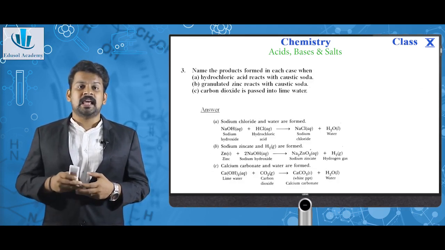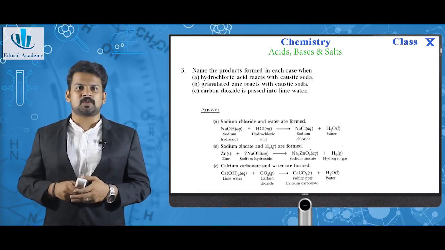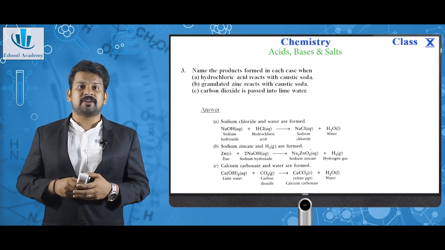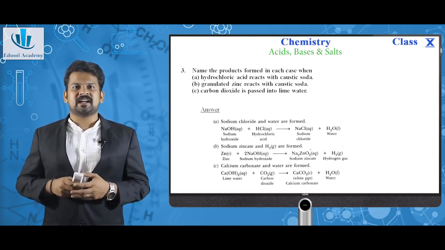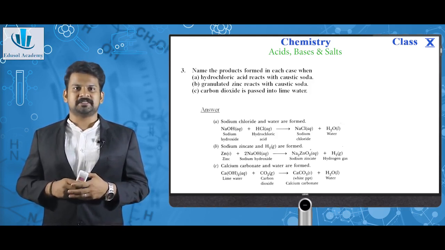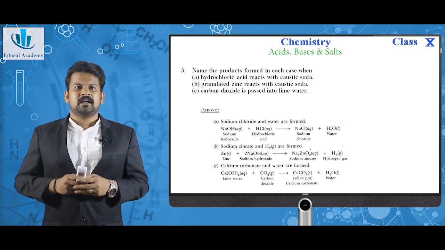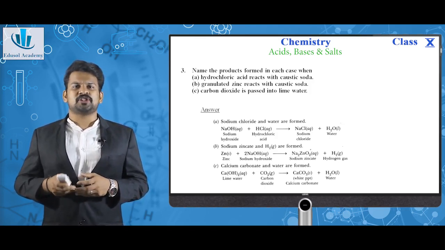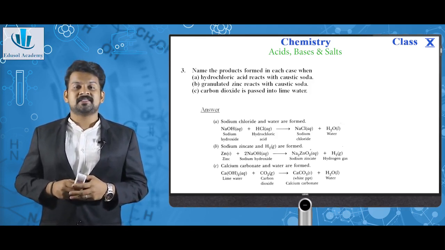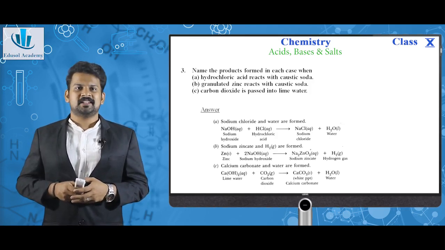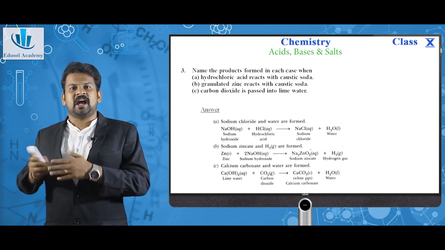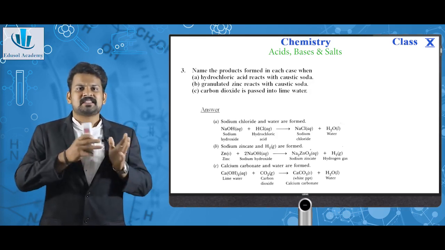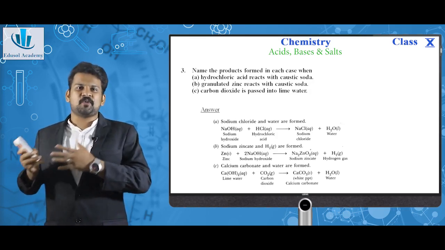Next question, name the products formed in each case when hydrochloric acid reacts with caustic soda, granulated zinc reacts with caustic soda, carbon dioxide is passed through lime water. First one, hydrochloric acid is reacted with caustic soda. What is caustic soda? It is nothing but sodium hydroxide. Sodium hydroxide and hydrochloric acid react to give sodium chloride and water. It is an acid plus base giving salt plus water.